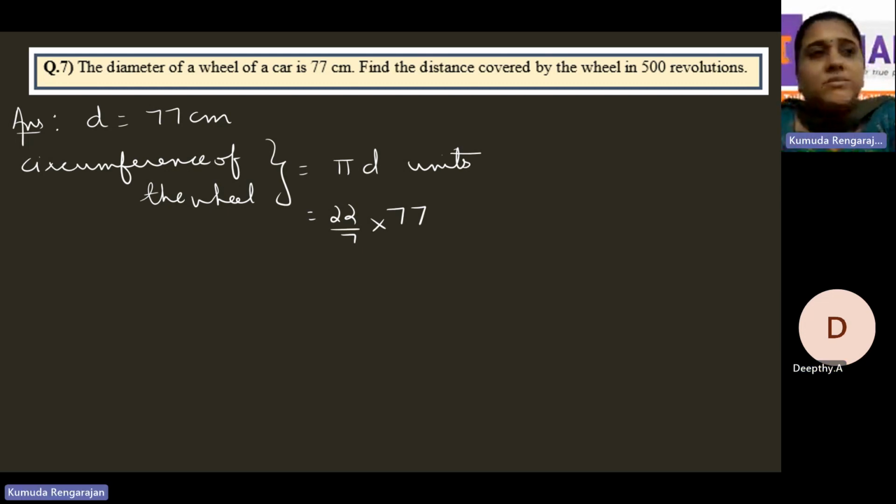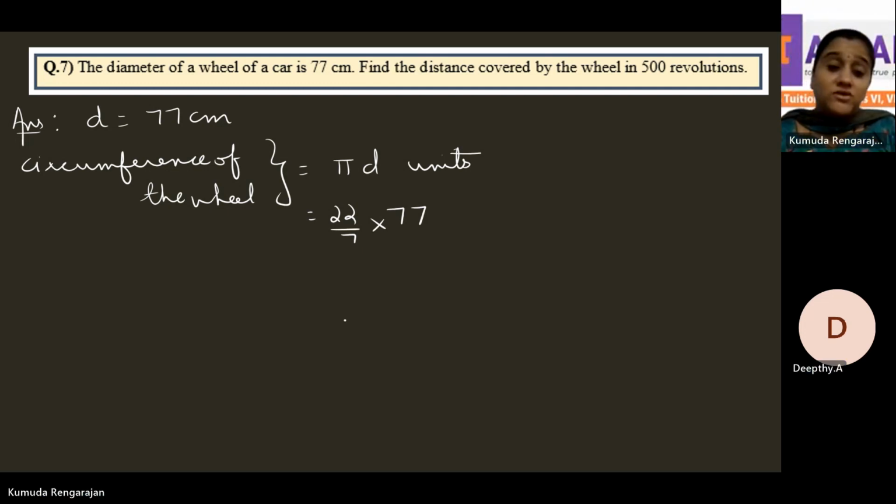Correct, because it's more than 100 centimeters, and also it's distance covered by the wheel, and it's a very large value in centimeters. So you can convert it to meter or kilometer depending on the value. Very good. Was the answer correct? You're right. Perfectly right.